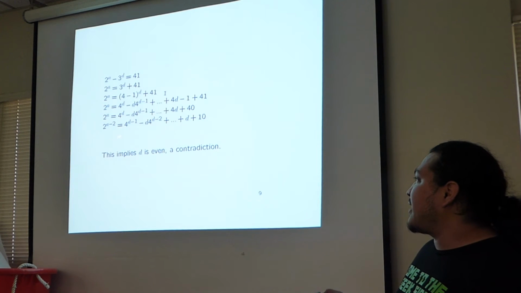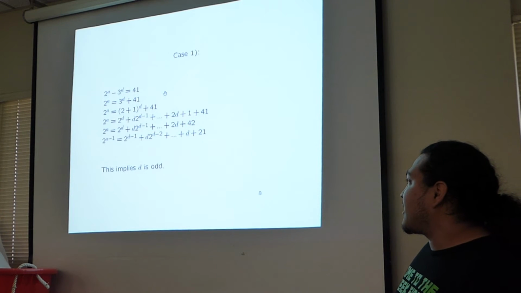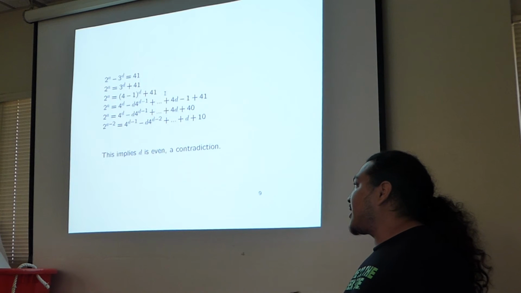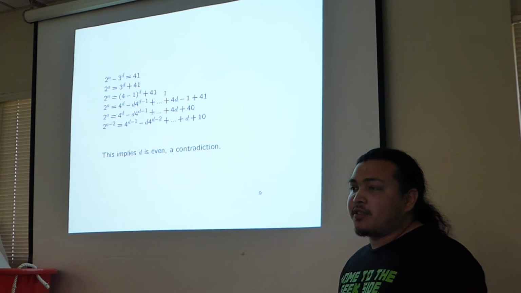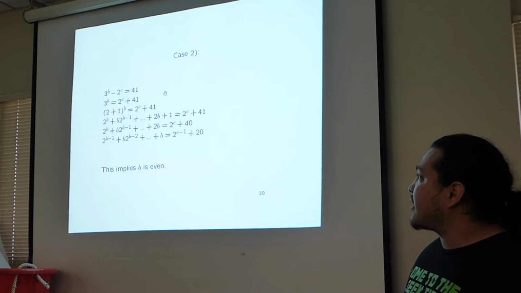And then we get an even is equal to an even, but in order for this side to be even, we need this to be even. And since before we had d is odd, and now we have d is even, it's a contradiction. And that takes out the first case. So now we go into case 2.